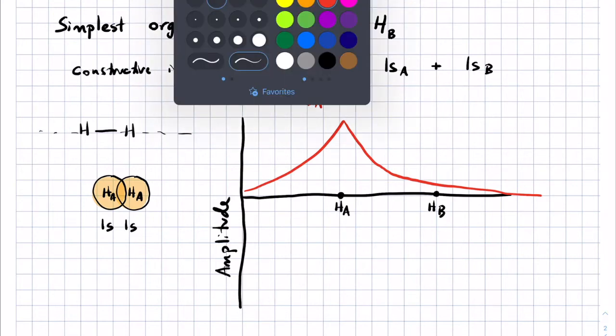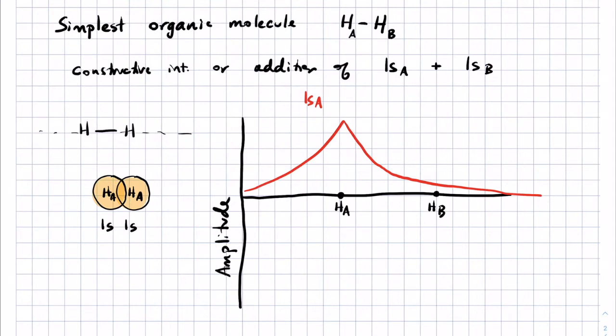Let's use a different color for the same thing for hydrogen B. Again, we'd have a peak at the nucleus, and it would tail off to similar amounts in both directions as you approach infinity. Now, the amplitudes are the same, so what do you suppose happens if I mathematically combine those two wave functions together? What should I get?